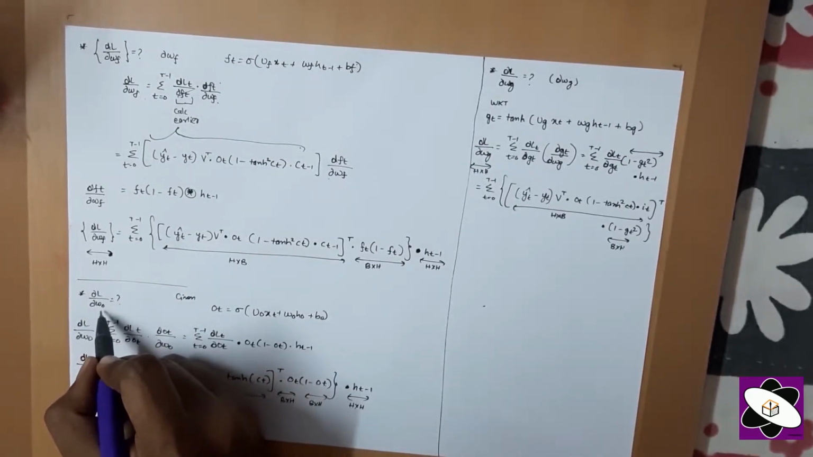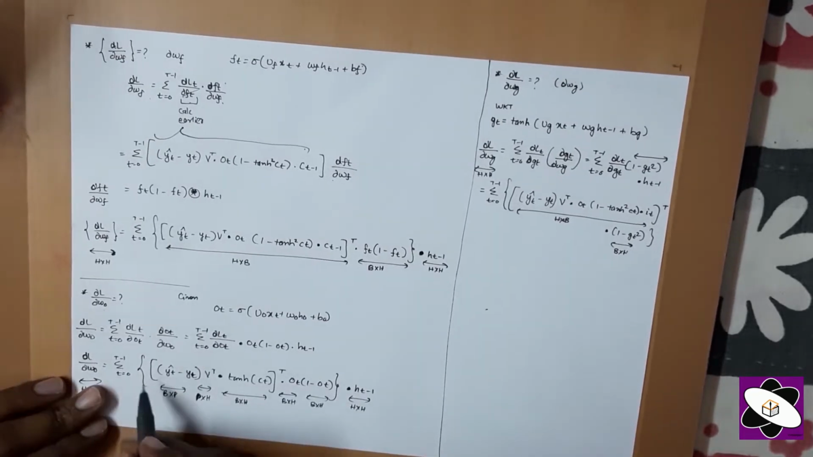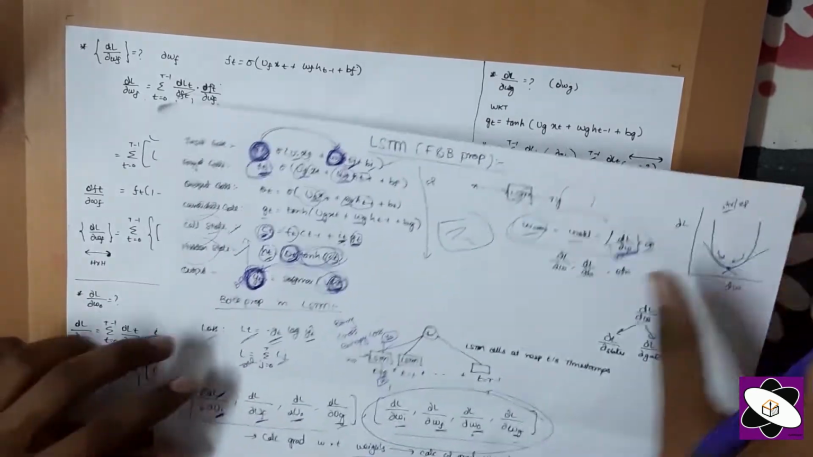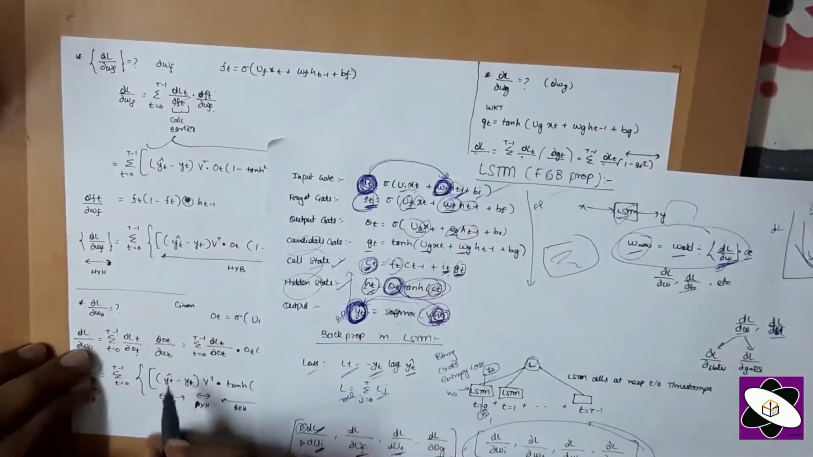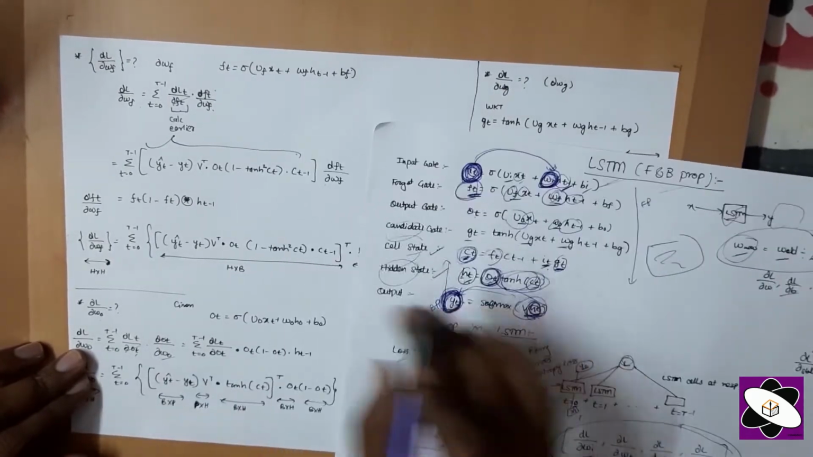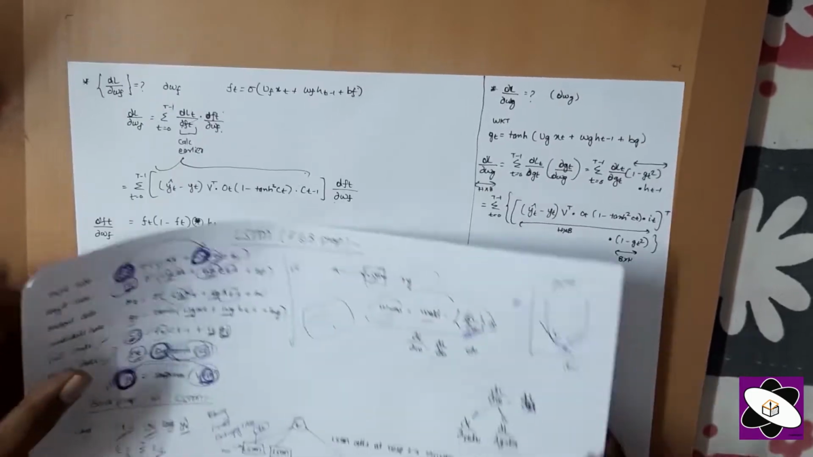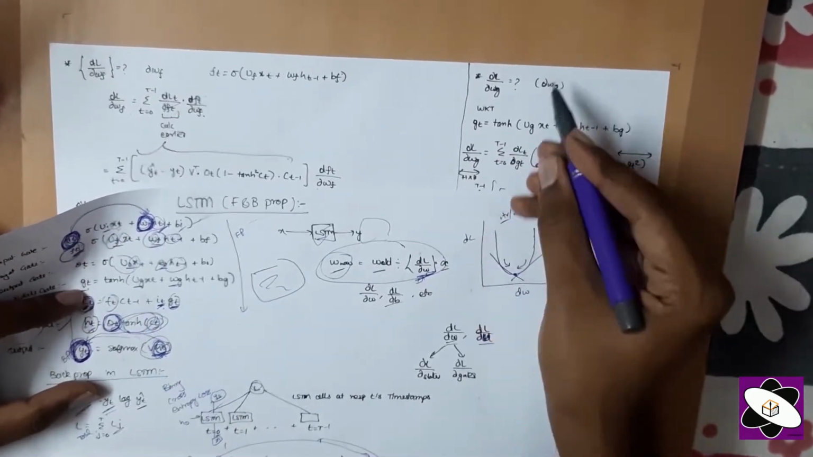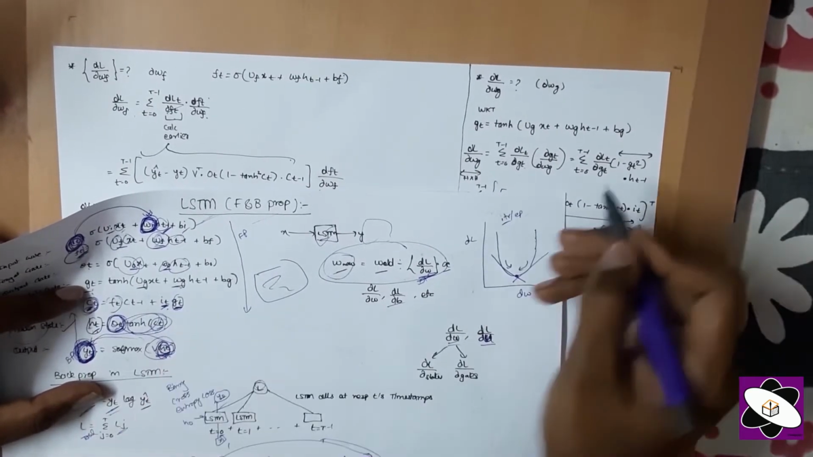And dL by dWo, that means Wo, output, we can get that by dL by dot and dot by dWo. It's simple, only dL by dot and dot by dWo. So by chain rule we will get this, and these are the simplifications which we have done. And the same goes for dL by dWg. We can start from here, dL by dgt, and then dgt by dWg.